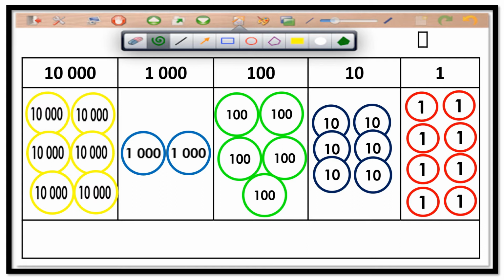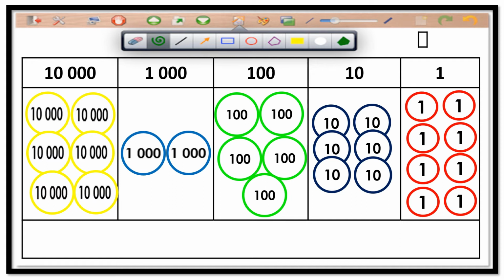Count kung ilang 10,000 number disc mayroon. 1, 2, 3, 4, 5, 6. So there are 6 10,000s. So 1,000, there are 2 1,000s. In 100, 1, 2, 3, 4, 5. There are 5 hundreds.